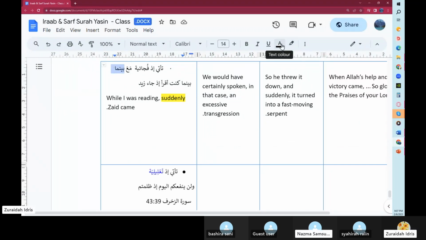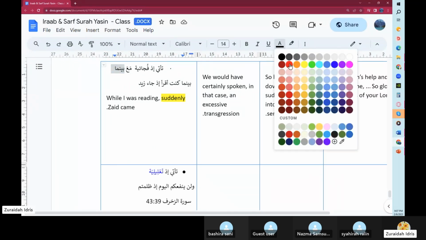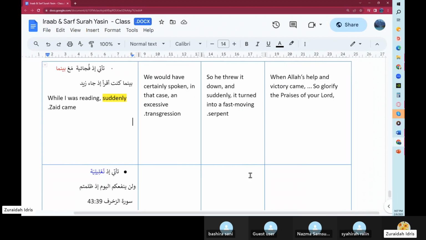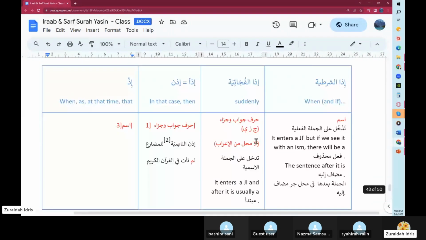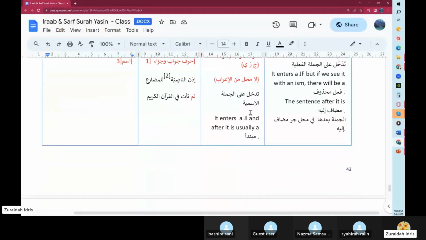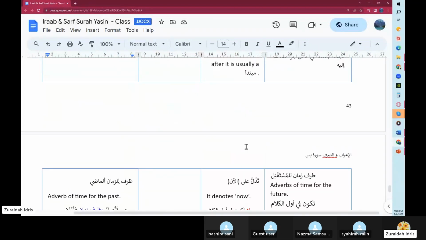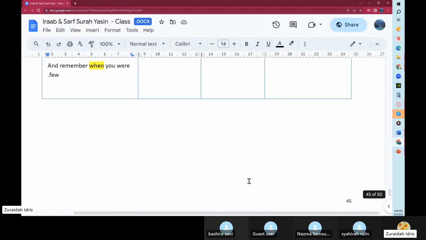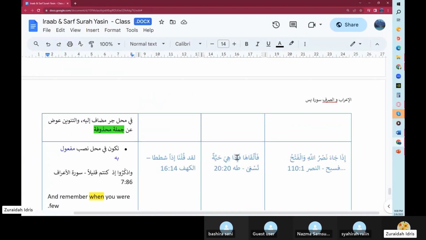Bainama is an actual word. Yeah. And when it comes with bainama, the meaning now becomes suddenly. Just like what we saw with the harf iza here. Yeah, harf iza, remember? This harf is fuja'iyyah when you translate it. Just like when we saw Nabi Musa throwing down his staff. Yes, we said that. So he threw it down and suddenly it turned into a fast-moving snake. Okay, so the iza here is in the middle.